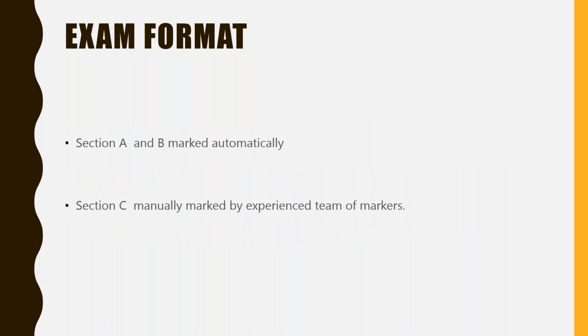Sections A and B, which are the objective test questions or multiple choice questions, are marked automatically. You just have to make sure that you select the appropriate A, B, C, or D, and that goes through a computer and they normally mark it that way. Section C, however, is manually marked, and this is done by an experienced team of markers.